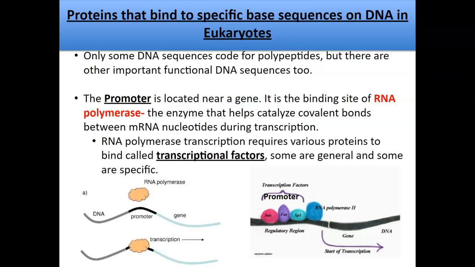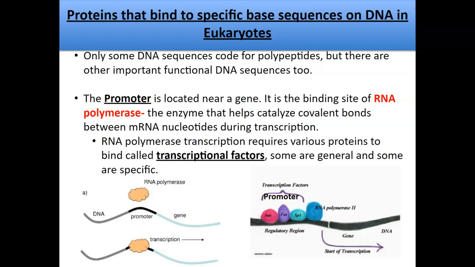So remember, the promoter is like a highlighter. Bind here, and then RNA polymerase binds at the promoter and can help to start transcription. Transcription will occur, forming the phosphodiester bonds between the mRNA nucleotides. Transcription is actually quite a bit more complicated than that, and other proteins will also be involved.